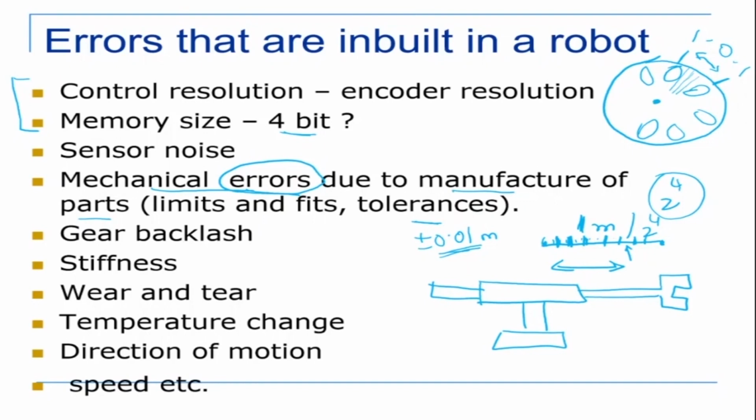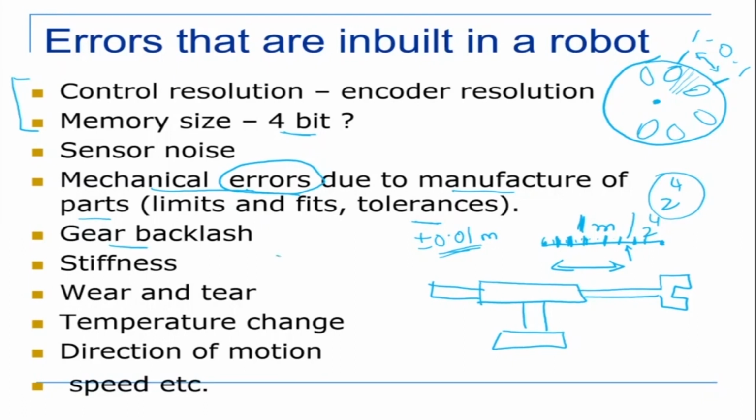Then gear backlash. When we talked about our control system and derived our transfer functions, we saw that a motor has an encoder at the back for position sensing, and it has a gearbox in front for decreasing the speed and increasing the torque. Now this gearbox will have gear backlash. Now what is gear backlash?